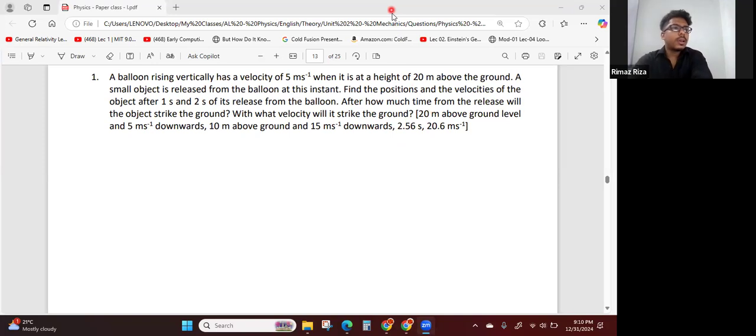A balloon rising vertically has a velocity of 5 meters per second when it is at a height of 20 meters above the ground. A small object is released from the balloon at this instant. Find the position and the velocity of the object after 1 second and 2 seconds of its release from the balloon. After how much time from the release will the object strike the ground? With what velocity will it strike the ground?